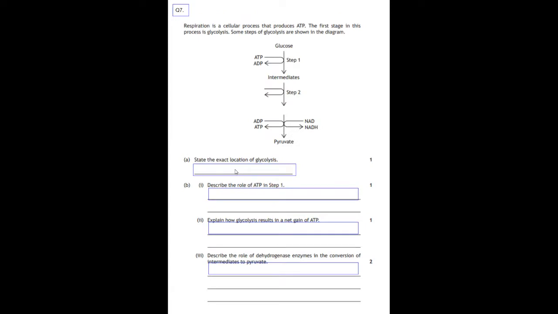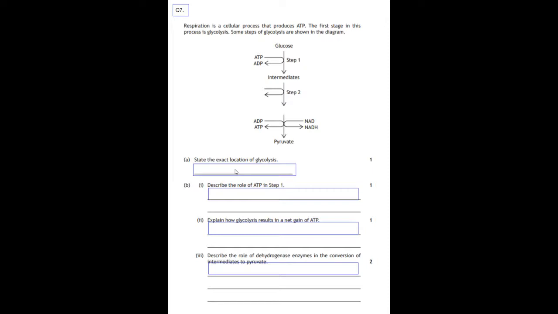Describe the role of ATP in step 1. So it phosphorylates the glucose or intermediates, or it adds phosphates to the glucose or intermediates, or it gives energy to the glucose or intermediates. You can't just say it gives energy alone. You have to mention it to the glucose or to the intermediates.